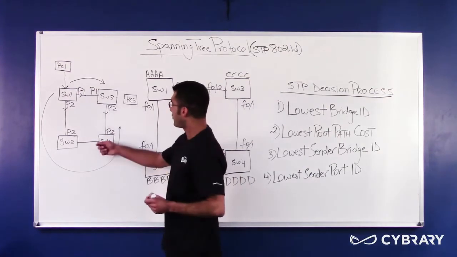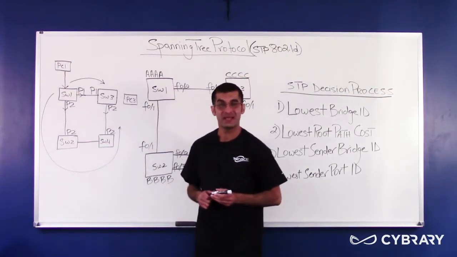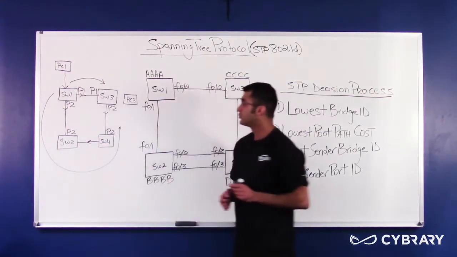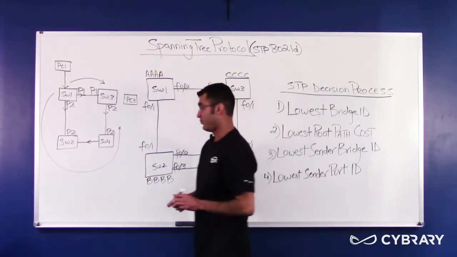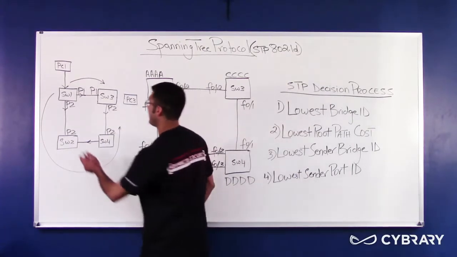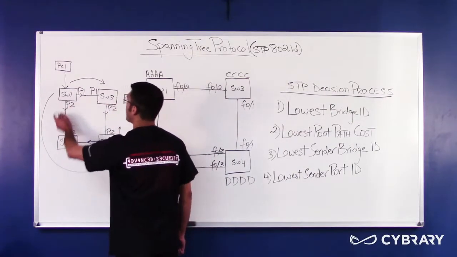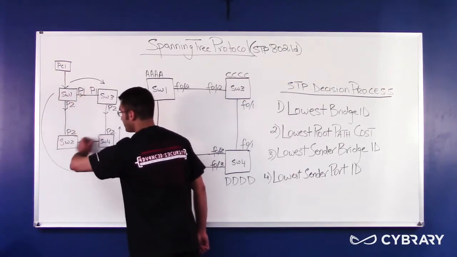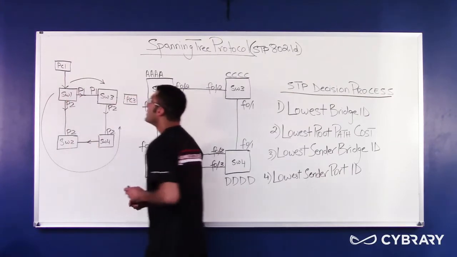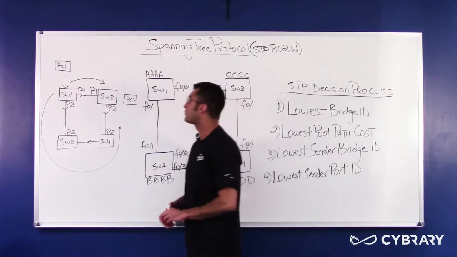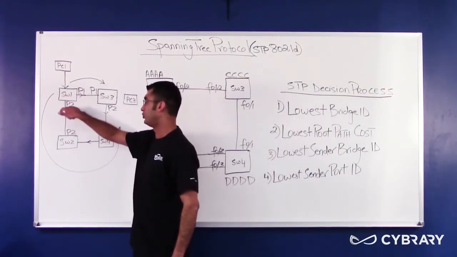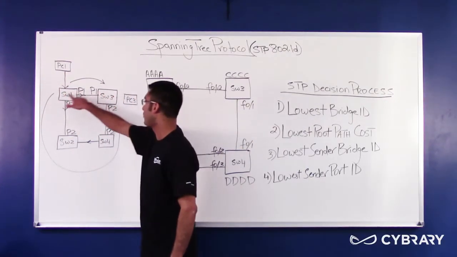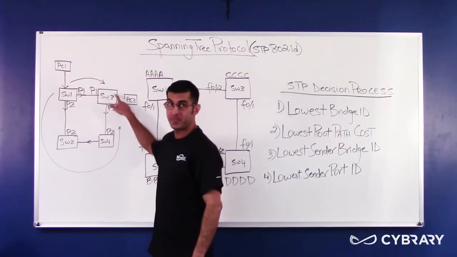This frame gets to switch 4. Switch 4 also doesn't know where PC3 is. Switch 4 floods it out its port to switch 2. The frame will get to switch 2, and switch 2 will again flood it out back to switch 1, and this process will continue. And this frame will continue looping in a clockwise direction in this network. The same thing will happen to the frame that was originally sent out switch 1, port 2, and it will start looping between switch 2, 4, 3, and 1 in a counterclockwise direction.